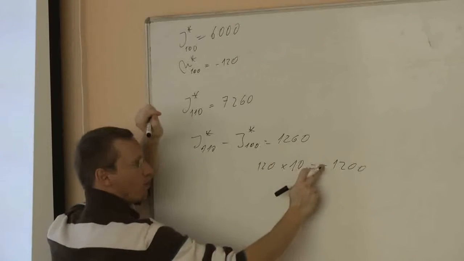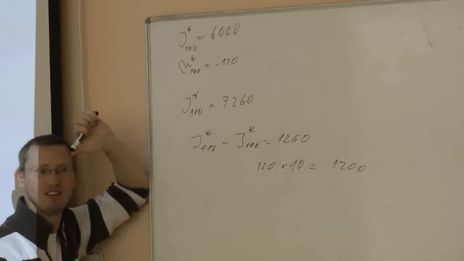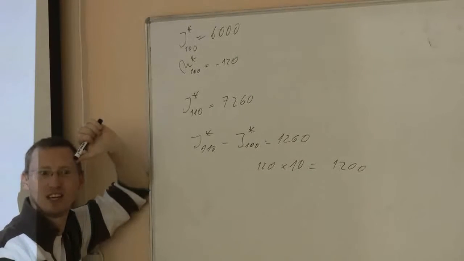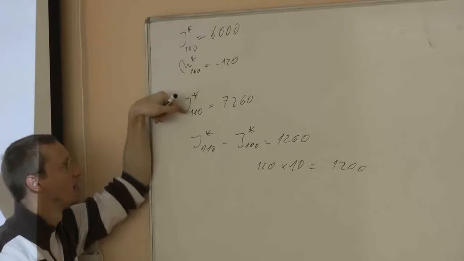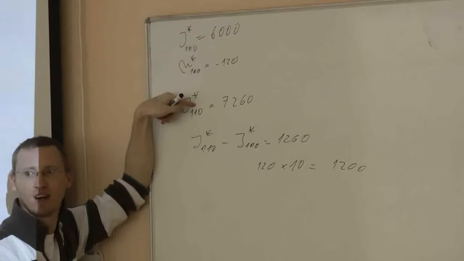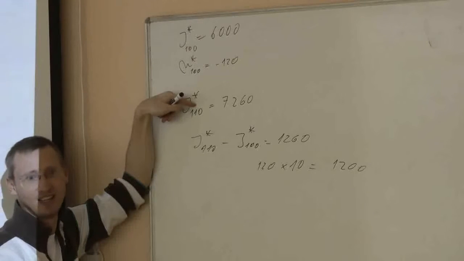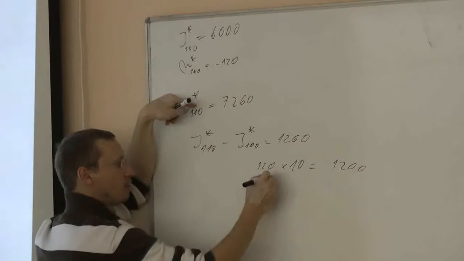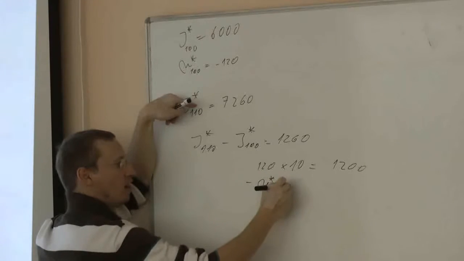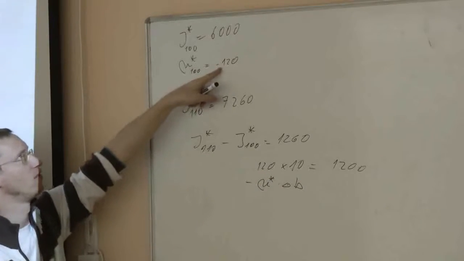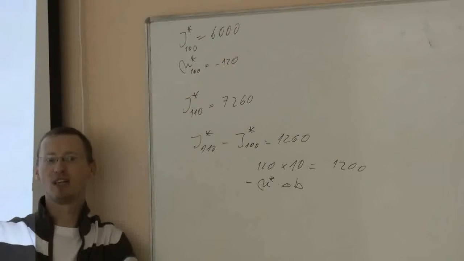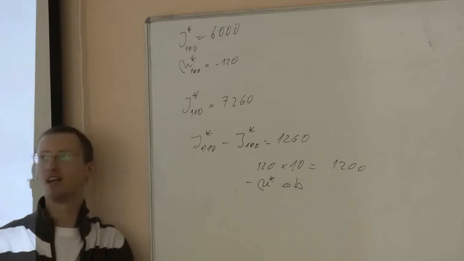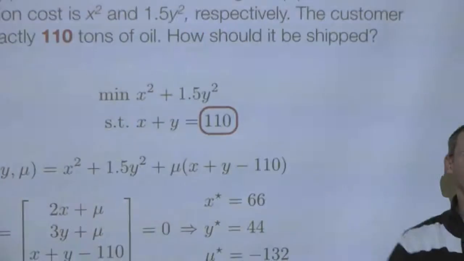Now, let's forget about this one. Isn't it somehow interesting that by increasing the constraint, the value function increased roughly by the value of minus mu star times the delta of b, because that's what we have done. We have increased the right-hand side of the constraint by 10. Okay, so the delta b here was 10.